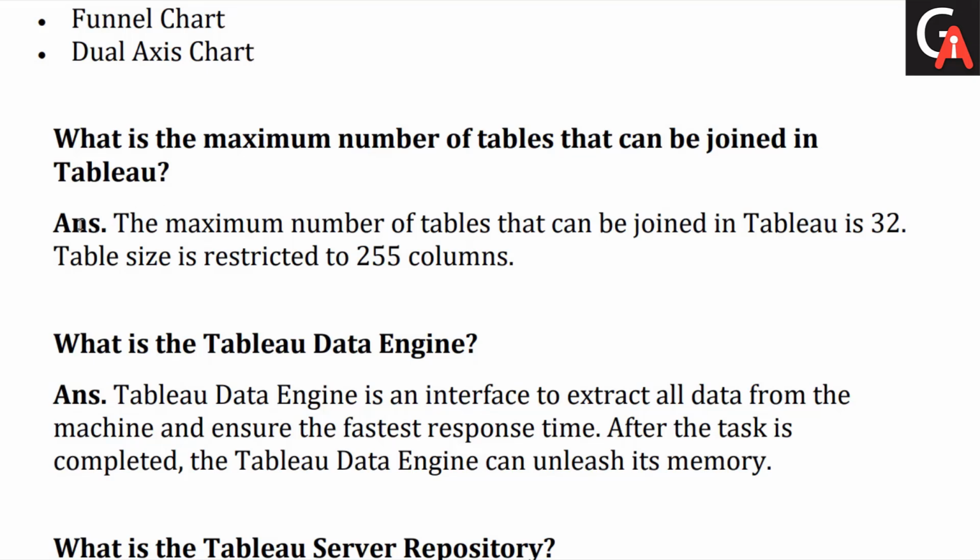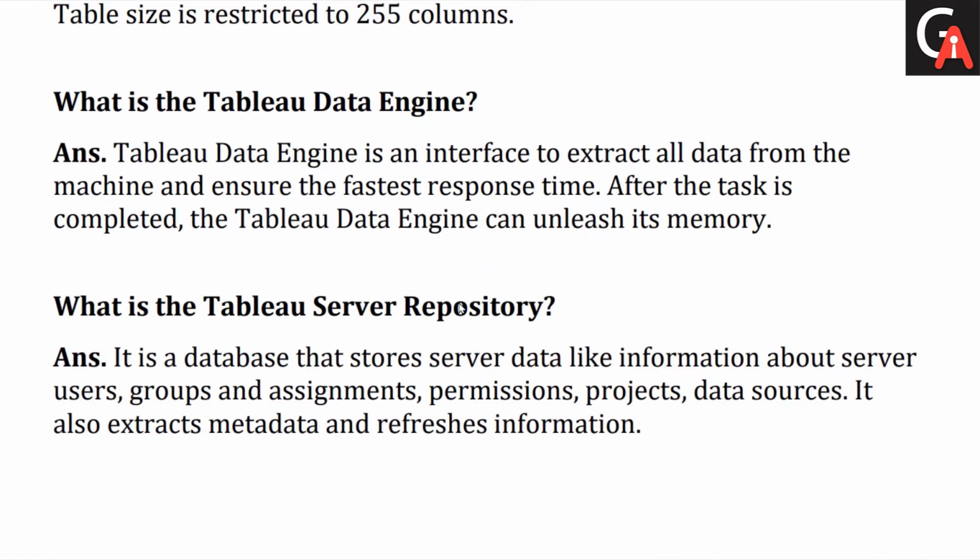So the maximum number of tables that can be joined in Tableau is 32. The table size is restricted to 255 columns only. These are the restrictions we have with respect to Tableau. And after the 2019 versions, the joins concept is not there in Tableau. We can build a data model instead. Clear? Next question we have for the day: what is a Tableau data engine?